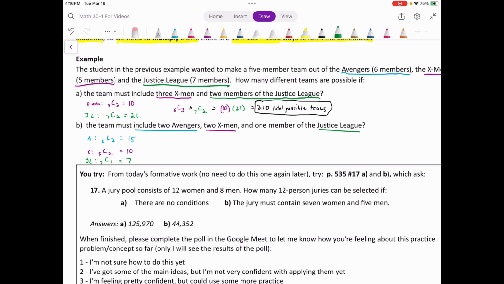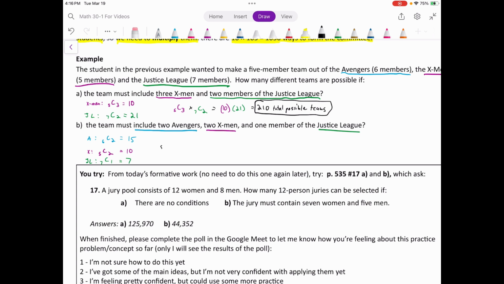Anyway, getting back to it here, okay, so how many ways are there total? Well, we have to multiply these together by the fundamental counting principle, right? There's 15 ways to choose the Avenger, but for each of those, there's 10 ways we could choose the X-Men. So multiply those together. And then for all of those different outcomes, there's 7 ways we could finish it off with a member of the Justice League. So we're going to have to multiply all those by 7, right? 1 for each different member of the Justice League.